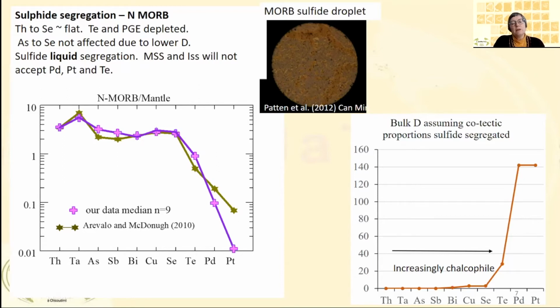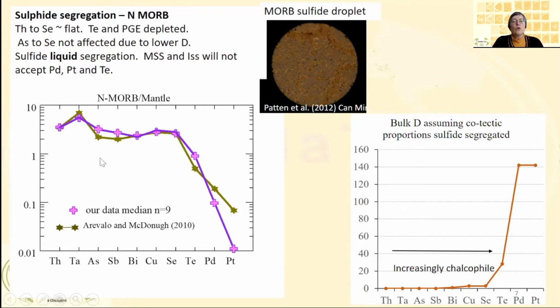It's long been acknowledged that the low platinum and palladium in MORB is due to the segregation of sulfides, these little sulfide droplets you find in MORB. And I emphasize here, it has to be a sulfide liquid. You can't just leave MSS behind in the mantle, because MSS or ISS will not accept palladium, platinum, and tellurium. And here, the interesting thing on this diagram is that you can also see the effect of tellurium.